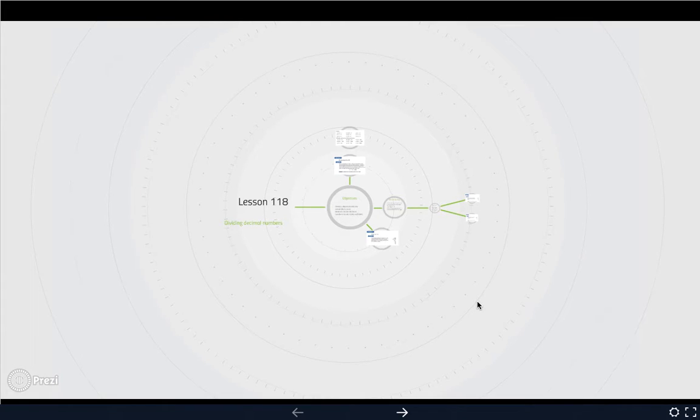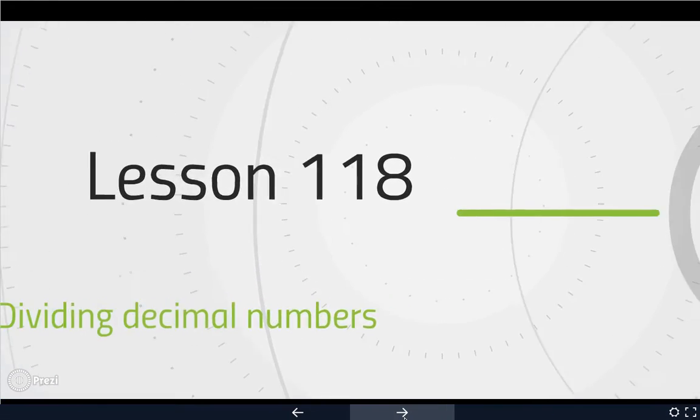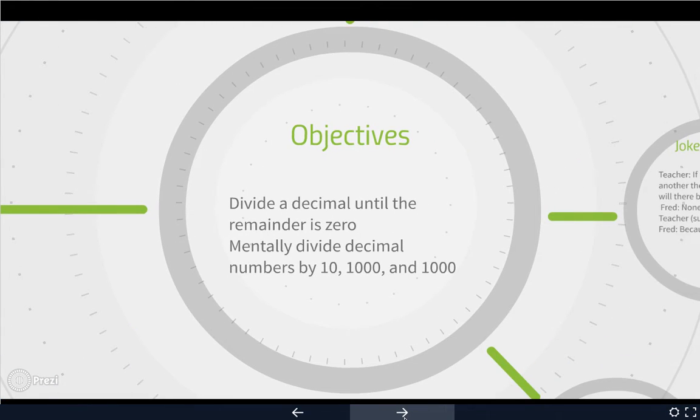We're on lesson 118, dividing decimal numbers. Your objective for today is to divide decimals until the remainder is 0, and we're going to mentally divide decimal numbers by 10, 100, and 1,000.